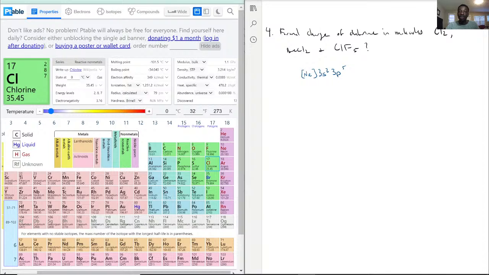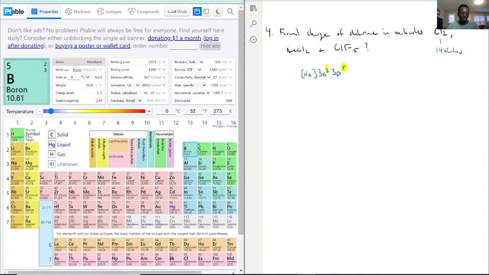You notice that we have 2 and 5 in our outermost shell, because everything that comes up to neon would be in your first and second shell. So this would be the third shell, the valence shell, and you notice that here it also shows that in total it has 7 electrons it's working with. So this Cl2 will be working with 14 electrons total.